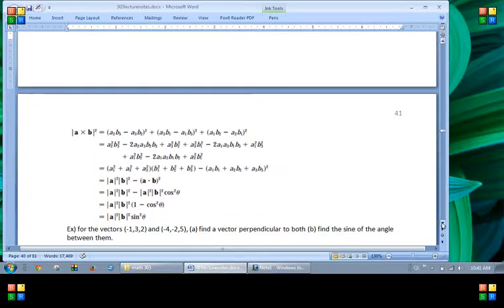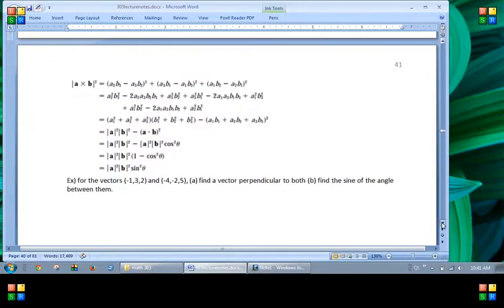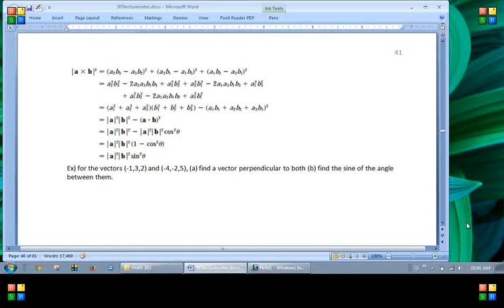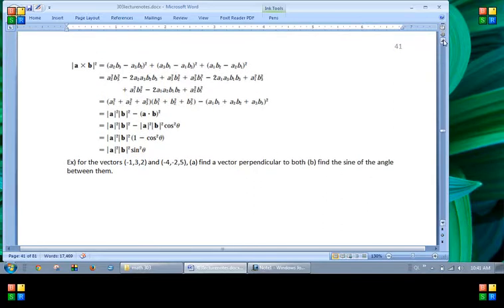Okay. So now let's actually use this stuff. For these two vectors, let's find a vector perpendicular to both, and let's find the sine of the angle between them. So, how do we do that? How do you find a vector perpendicular to both vectors? Take the cross product.